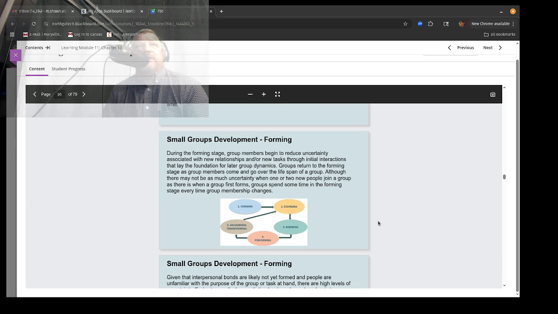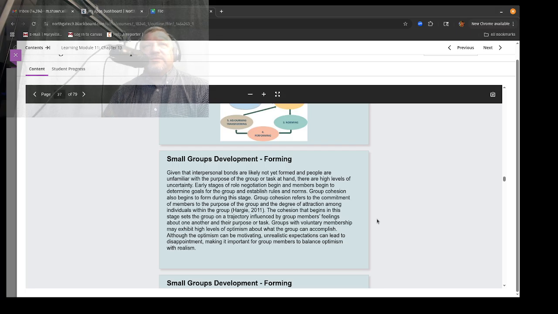Forming stage. New group members come on board, right? You're forming the group, starting this thing up from scratch perhaps, or maybe just restarting the group. Groups return to the forming stage as group members come and go over the lifespan of the group. There may not be much uncertainty when one or two new people join a group, as there is when the group first formed, but there's still a bit of forming that takes place even though you only have a couple new members.